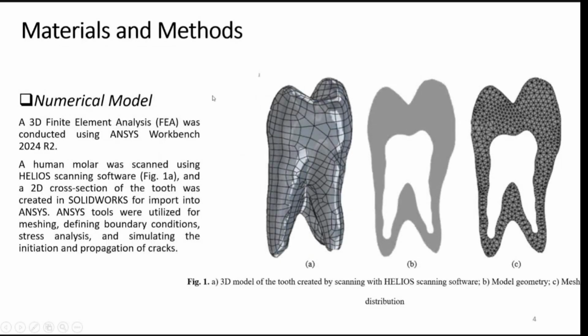Here are the materials and methods. This 3D human tooth, a real human tooth, was scanned by Helios scanning software in a dentist clinic. And then we use this 3D model and import it to SolidWorks to make the 2D section. And this 2D section is imported to ANSYS to make meshes and boundary conditions and allowances.